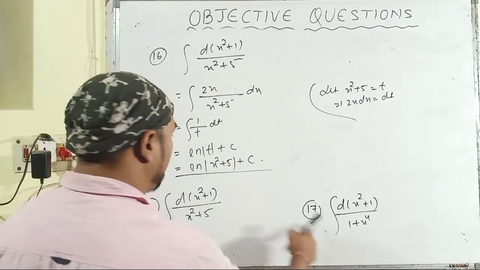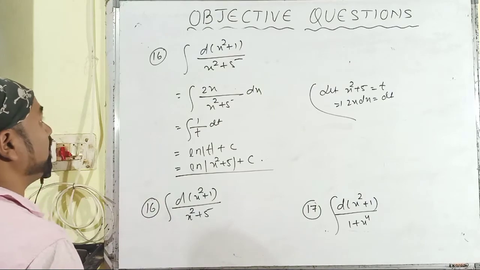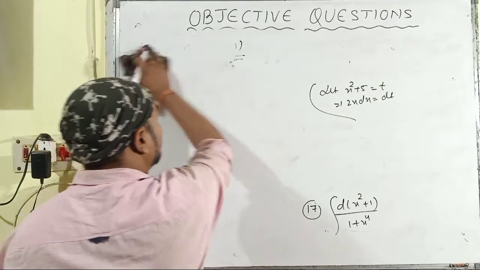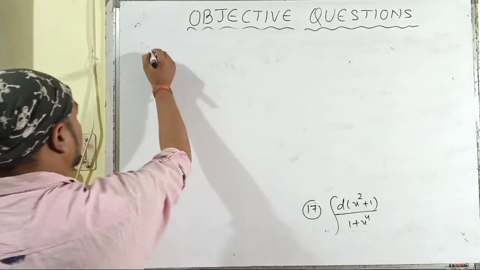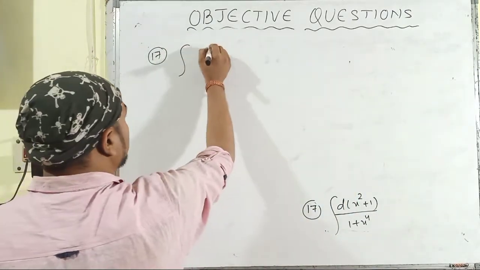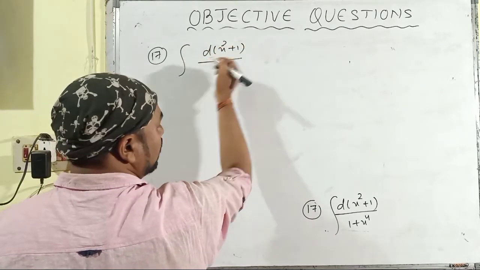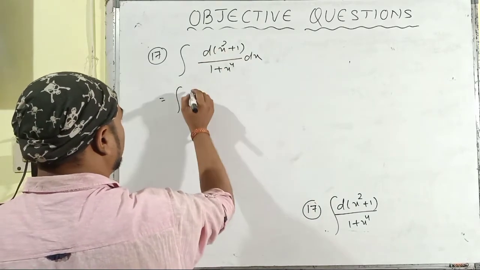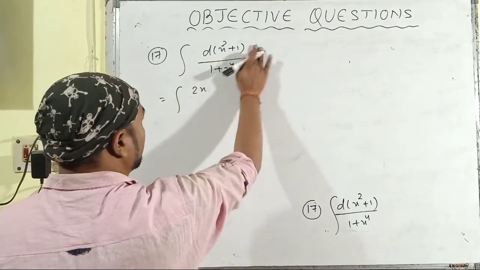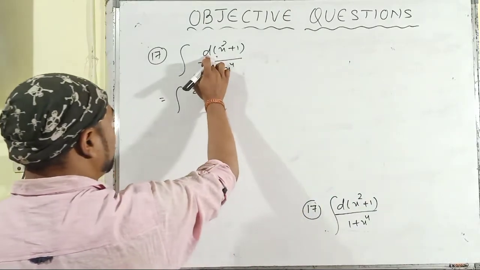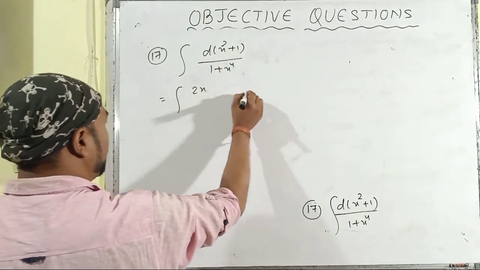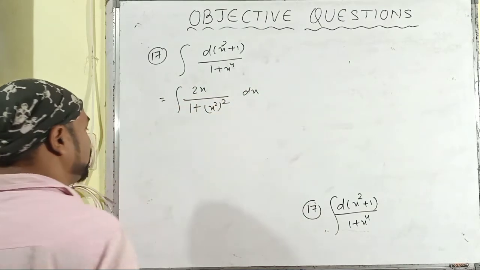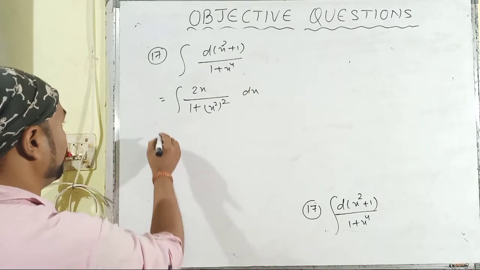Again, by applying the same procedure for problem number 17, here is problem number 17. It is the integral of x square plus 1 divided by 1 plus x to the power 4 dx. Differentiation of x square is 2x dx, and the denominator is 1 plus x square whole square.